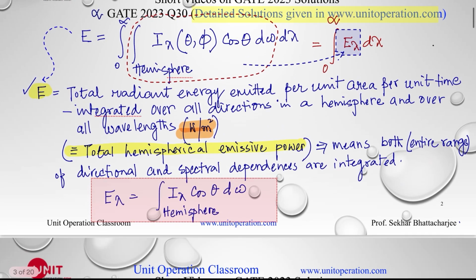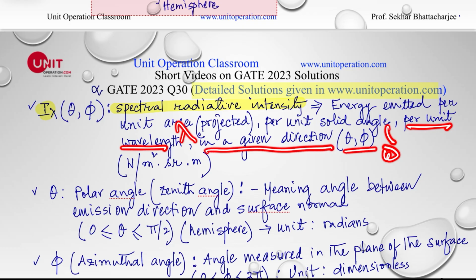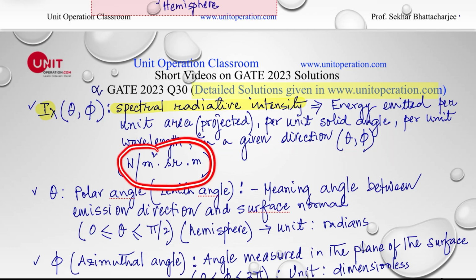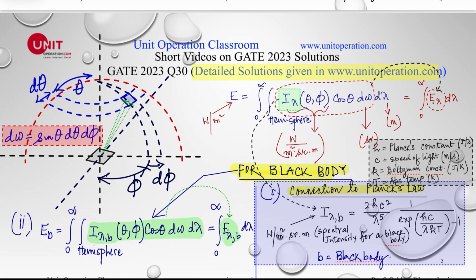Okay, so what is I lambda? This is a function, of course, of the polar angle and azimuthal angle. This is called spectral radiative intensity, which is the energy emitted per unit area of the projected area. That's why that cosine theta comes in. Per unit solid angle, that is this omega. Per unit wavelength, that is this lambda, in a given direction, theta and phi. So unit is watt per meter square per steradian per meter of the wavelength here. So that is my I lambda here.